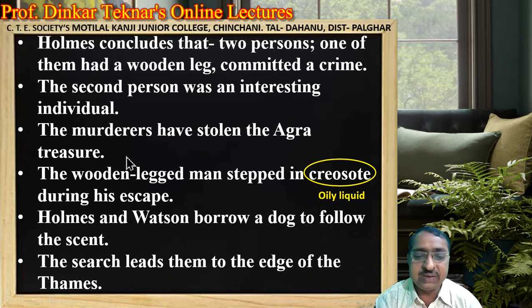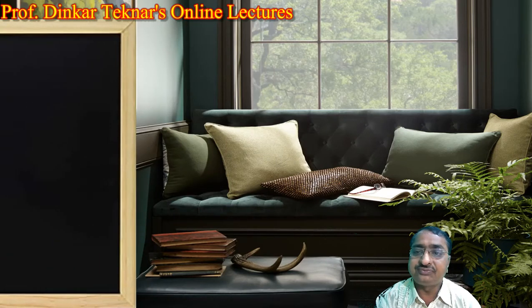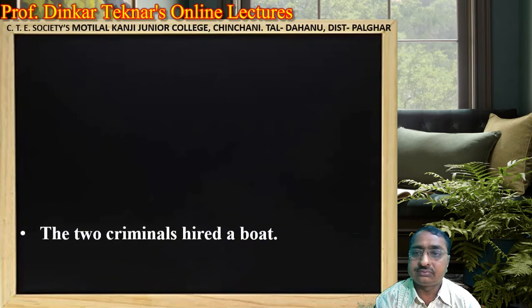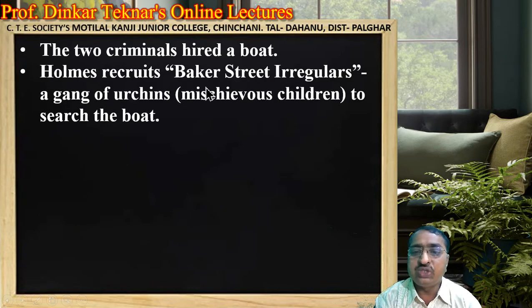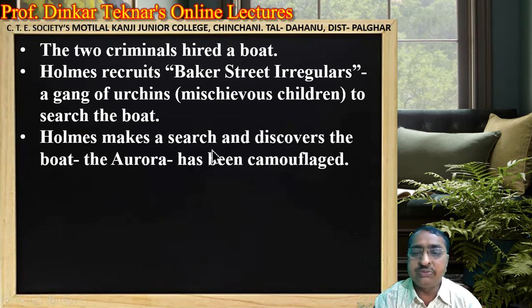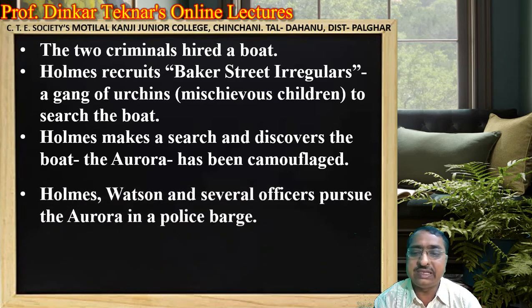The search leads them to the edge of the Thames River. Finally, they went there, and the two criminals hired a boat. Holmes recruits the Baker Street Irregulars, a gang of urchins, mischievous children, to search for the boat. Holmes makes a search and discovers the boat. The name of the boat is the Aurora, and it has been camouflaged. Camouflage means it was just covered with leaves or other things so that it cannot be identified easily.